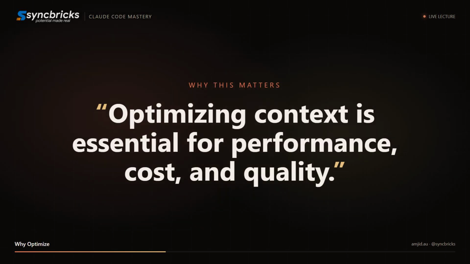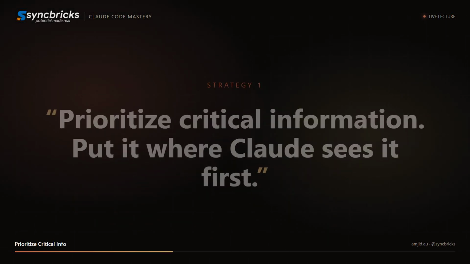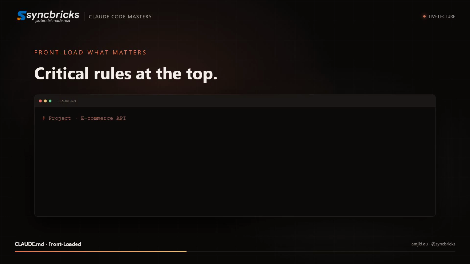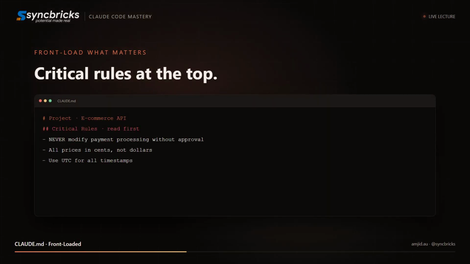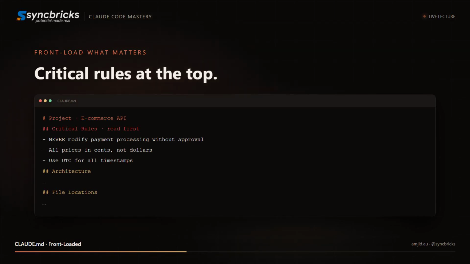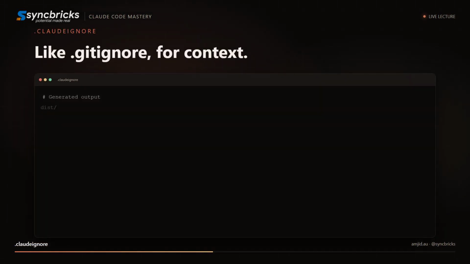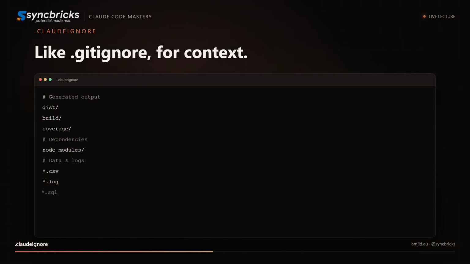Optimizing context is essential for performance. One important strategy is to prioritize critical information. Place the most important rules and instructions at the top of your slow.md file. This ensures they are always visible and influence behavior consistently. Another strategy is to exclude unnecessary files. You can define a configuration file that prevents large or irrelevant files from being included. This avoids wasting context on items that do not contribute to your current task.